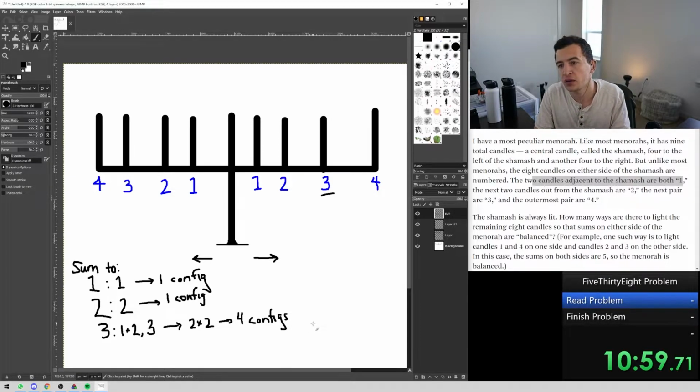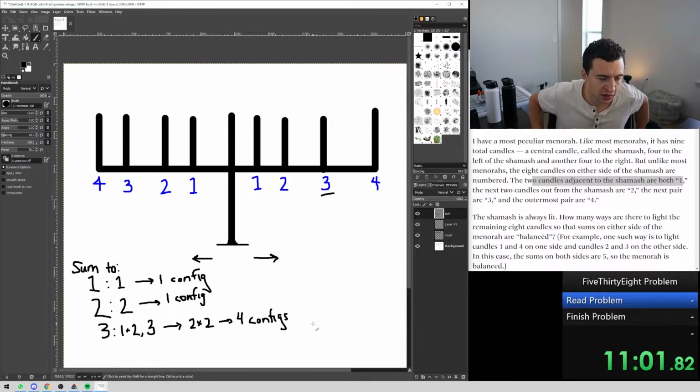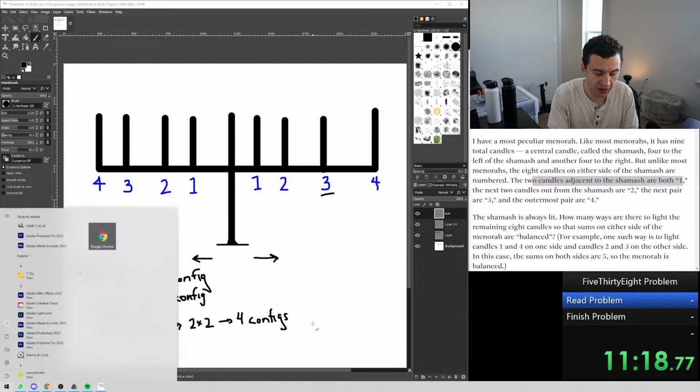And now that we have a baseline for how I want to do this, I think we just extend this out for all of the different numbers that we can sum to. So yeah, let's get that going.